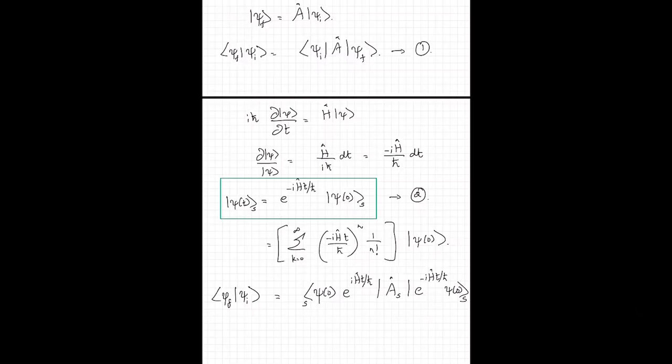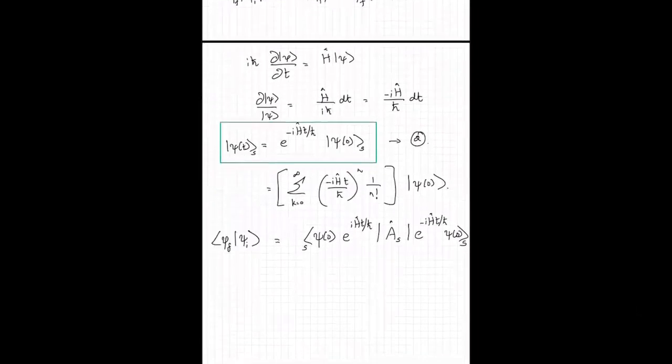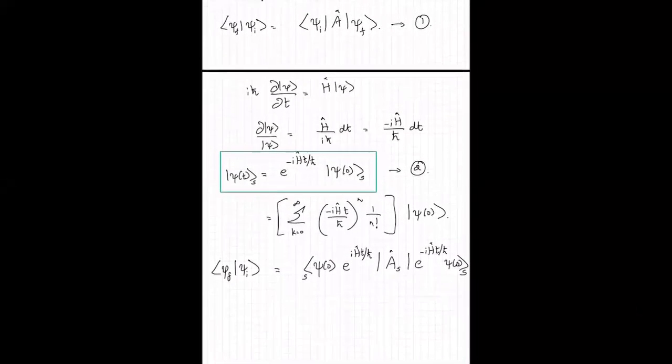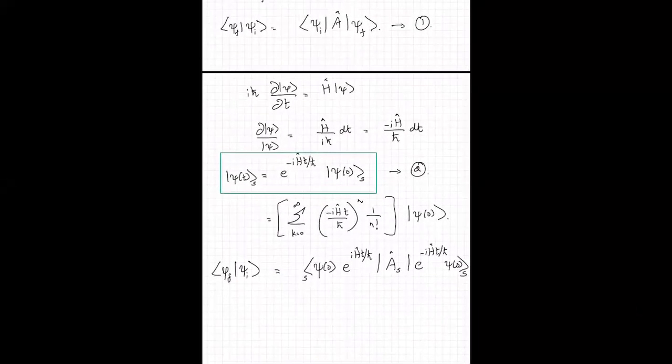Yes, sir. I have a doubt, sir. This psi naught, sir, which is the ket vector at some initial time, will that always necessarily be an eigenket of the Hamiltonian operator, or could it be something else, sir? The question is, will the ket psi always be an eigenstate of the Hamiltonian operator? Is that the question?